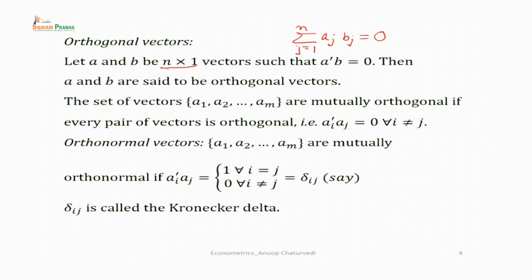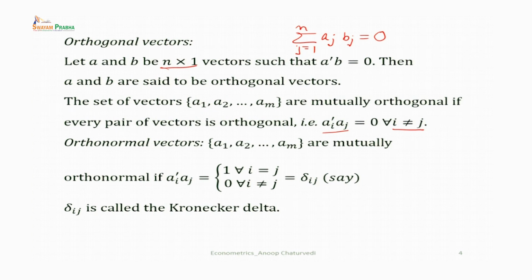Further, suppose you have a set of m vectors a1, a2, am. Then this set of m vectors is said to be mutually orthogonal if every pair of vectors is orthogonal to each other. That is, for all i not equal to j, ai transpose aj is equal to 0. Say a1 transpose a2 is equal to 0, a1 transpose a3 is equal to 0, and so on, a1 transpose am is equal to 0, and so on. So, for all i not equal to j, ai transpose aj is equal to 0.